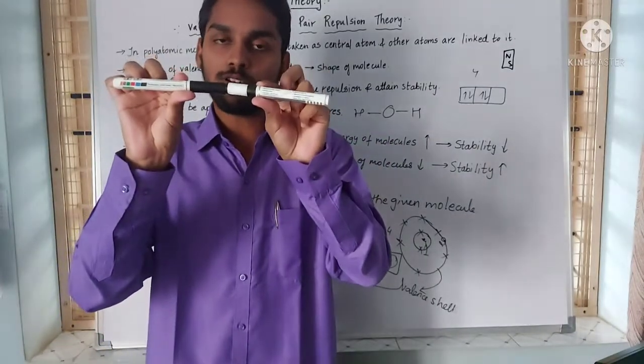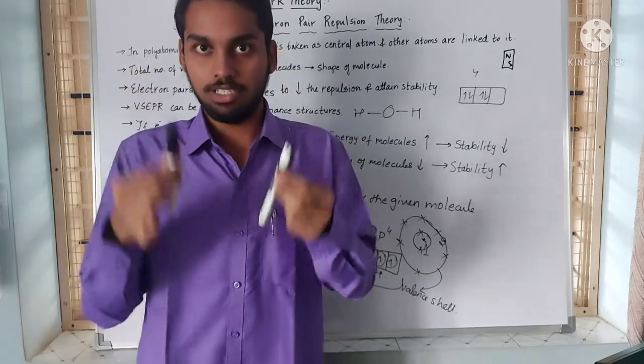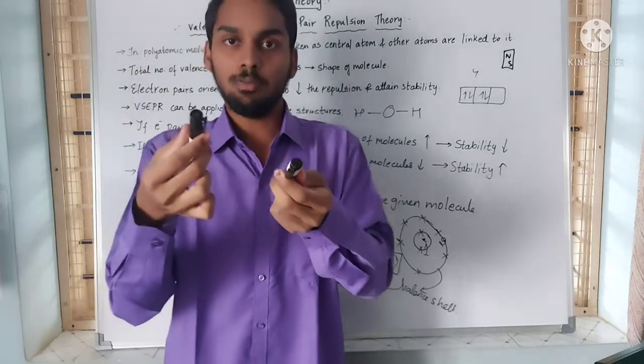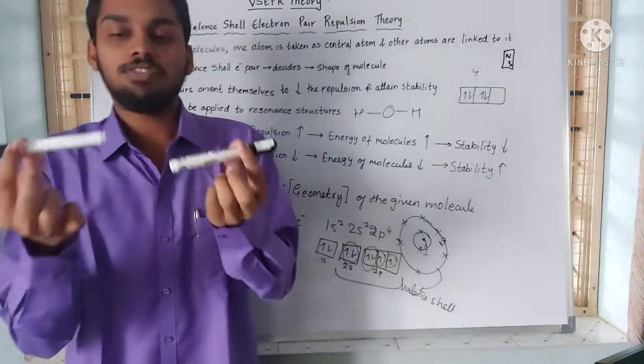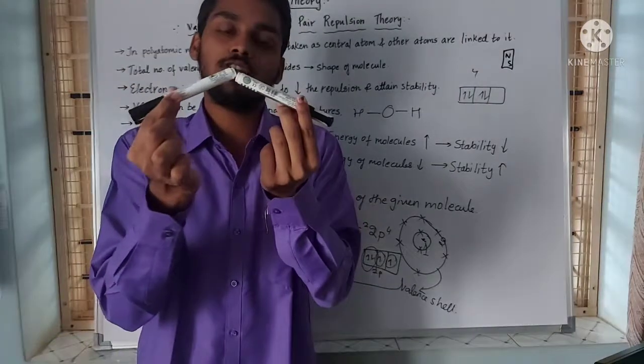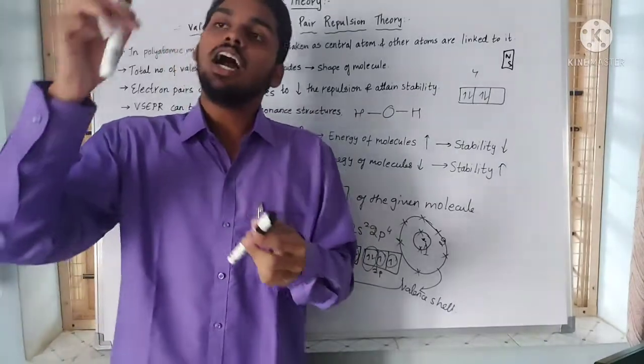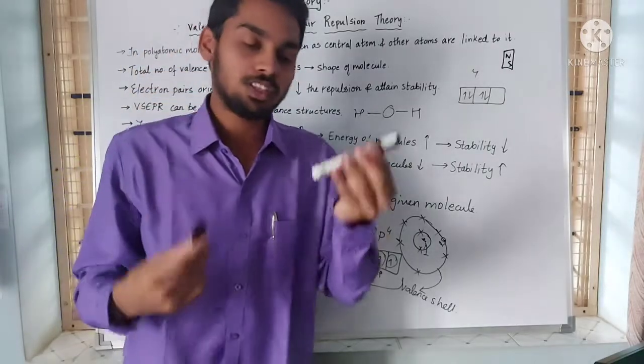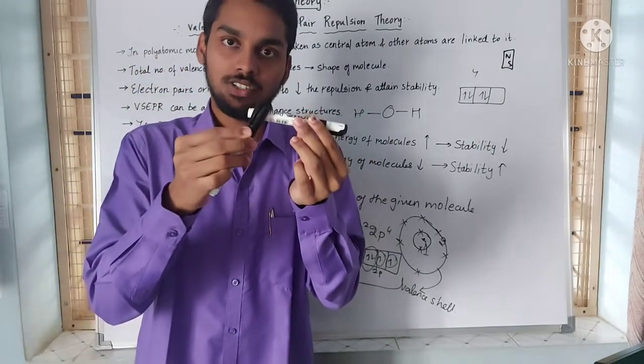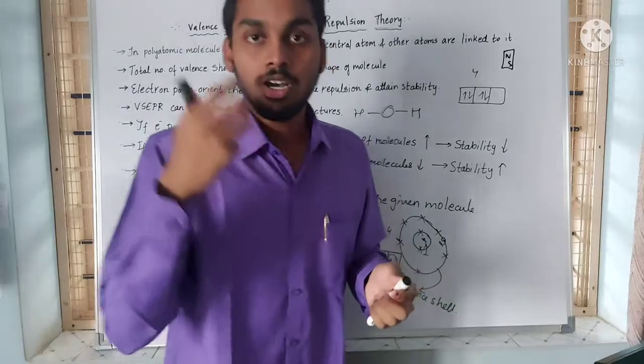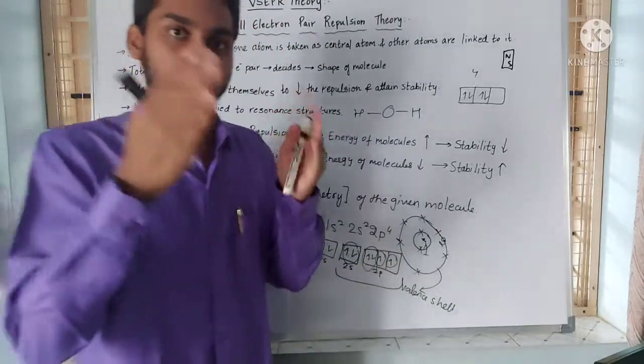If I bring a north pole towards a north pole, there is a repulsion due to the Coulombic force of attraction and repulsion. If I bring the tail ends together, again there will be a repulsion. But if I bring a cap, that is the north pole, to the south pole, there will be an attraction. So the opposite poles attract and the same poles repel.